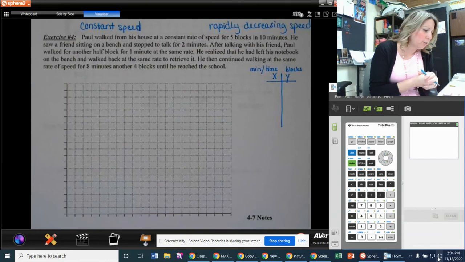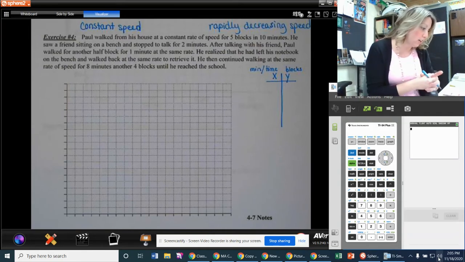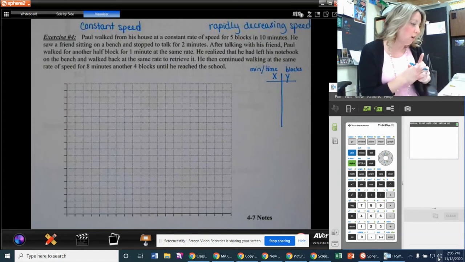So Paul walked from his house at a constant rate of speed of 5 blocks in 10 minutes. He saw a friend sitting on a bench and stopped to talk for 2 minutes. After talking with his friend, Paul walked for another half block for 1 minute at the same rate. Then he realized that he had left his notebook on the bench and walked back at the same rate to retrieve it. Then he continued walking at the same rate of speed for 8 minutes, another 4 blocks until he reached the school.